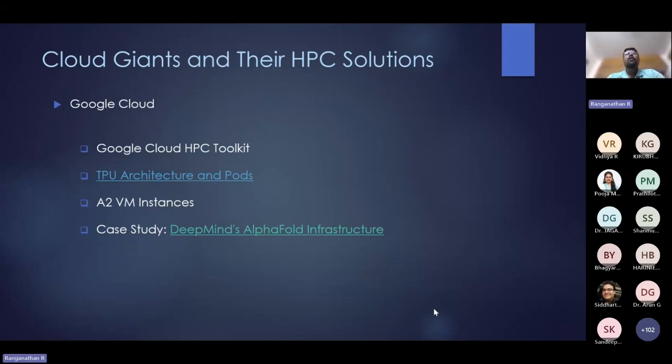Like DeepMind. Their company was acquired by Google. They have developed something called AlphaFold infrastructure. Using AlphaFold infrastructure, their people are leveraging high performance computing to solve a lot of very complex medical problems, a lot of very innovative, hard problems, right?